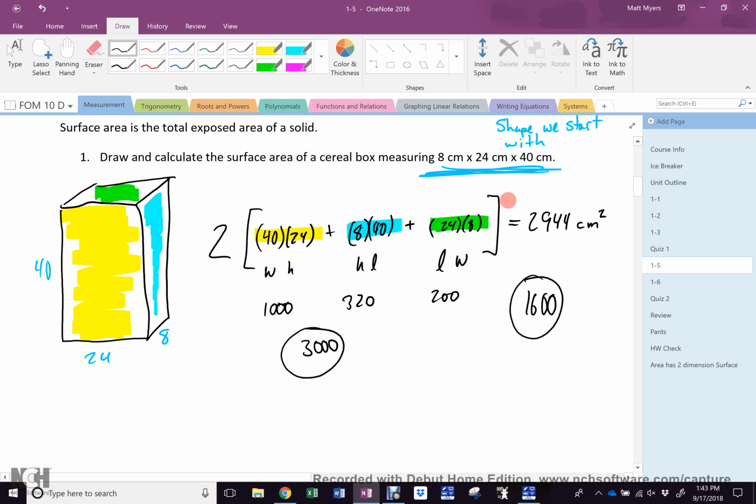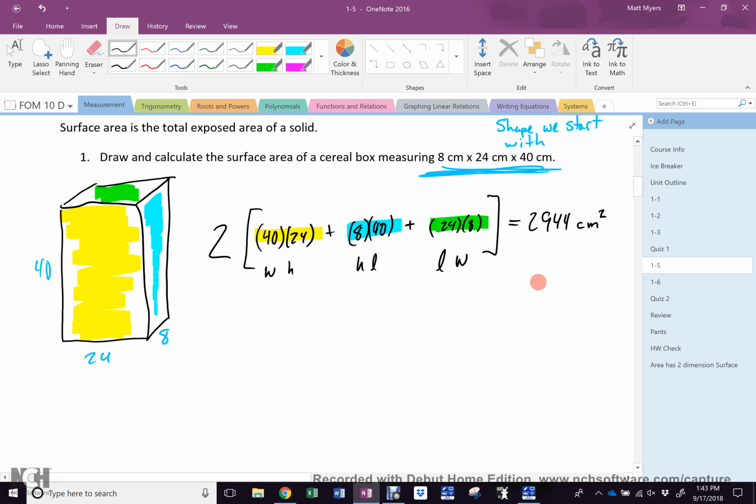Everybody with me? But 40 times 24 isn't that. No, it's not. 40 times 25 is. That's why we're estimating. Because you can do 40 times 25 in your head. Right? 4 times 25 is what?